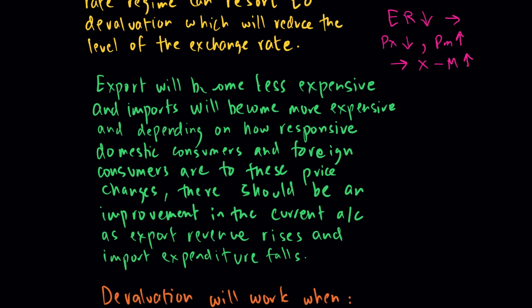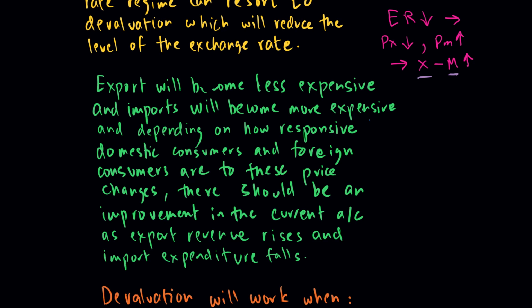If you read this, exports will become less expensive and imports will become more expensive, and depending on how responsive domestic consumers and foreign consumers are to these price changes, there should be an improvement in the current account as export revenue rises. Export revenue basically means X, and import expenditure falling means M going down, and therefore X minus M going up. But there's an important line that we want to read here, because we said: depending on how responsive domestic consumers and foreign consumers are to these price changes.